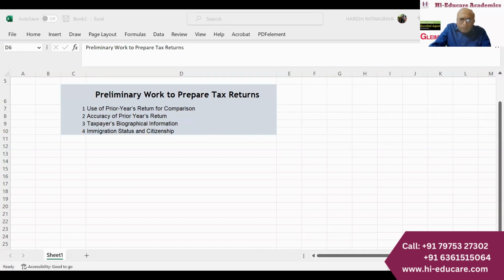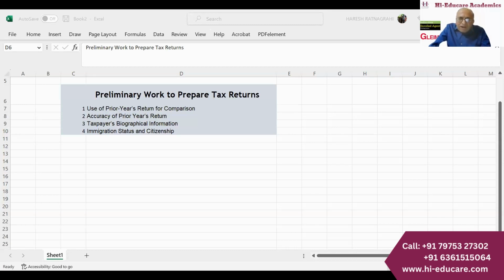Otherwise, the tax preparer always plays an important role here. I'll tell you, the role of the tax preparer is not only preparation of the tax return, but also advisory services. Advisory services are obviously value-added services, and you will earn a lot of money. Preparation of the tax return is one thing, but then you also advise the client, right?